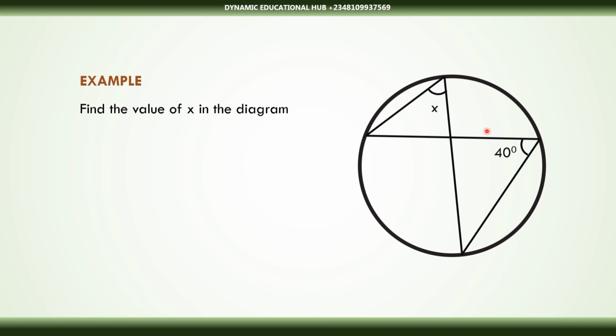This is quite simple. In the question, find the value of x in the diagram. The value of x will obviously be 40 degrees. Now look at this point and this point. If you join them together, it becomes a chord, isn't it? And this point and this point form an angle here, and it also forms an angle here. So these angles are in the same segment. So x is also 40 degrees.